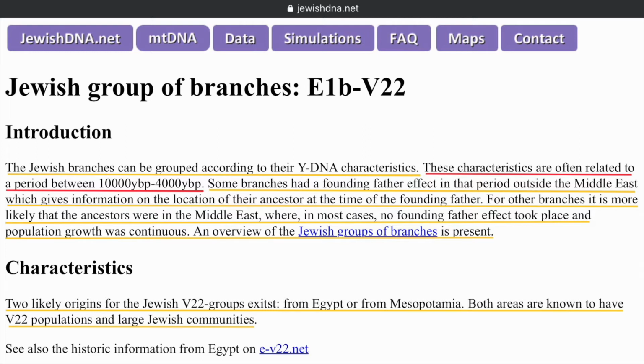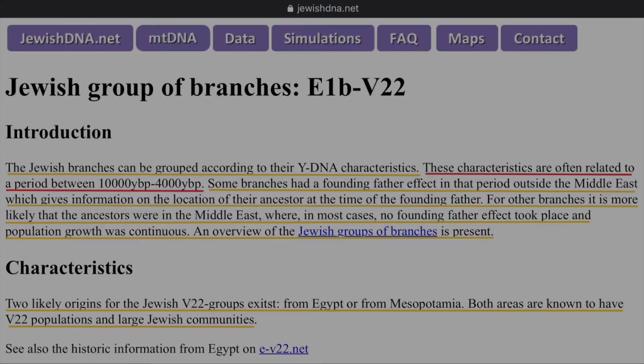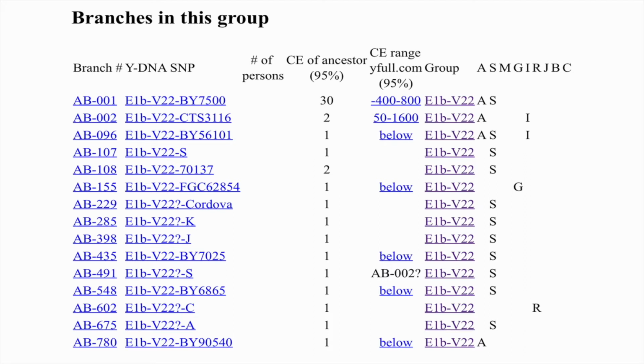For other branches, it is more likely that the ancestors were in the Middle East, where in most cases no founding father effect took place and population growth was continuous. An overview of the Jewish groups of branches is present. Two likely origins for the Jewish V22 groups exist, from Egypt or from Mesopotamia. Both areas are known to have V22 populations and large Jewish communities. And here is a chart showing the Jewish branches within E-V22.